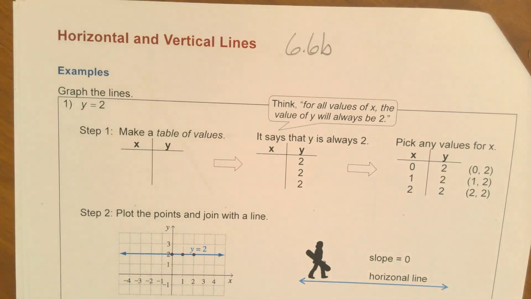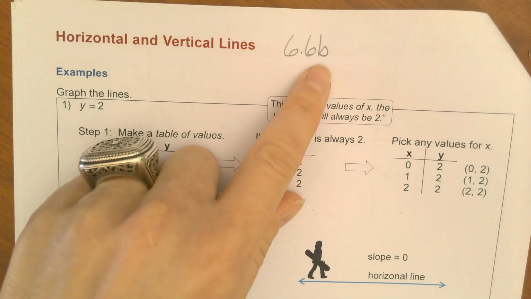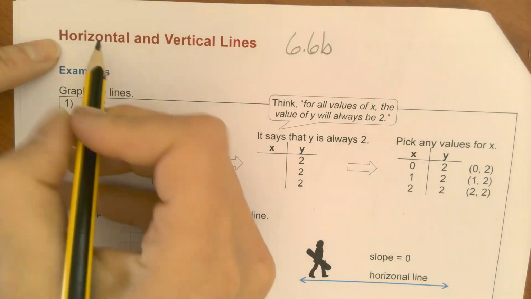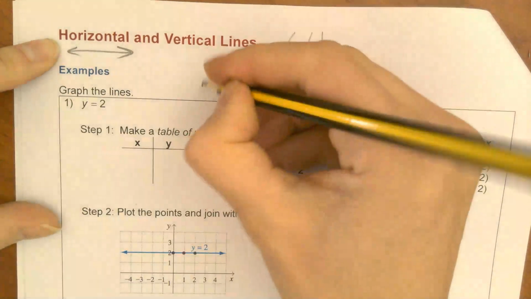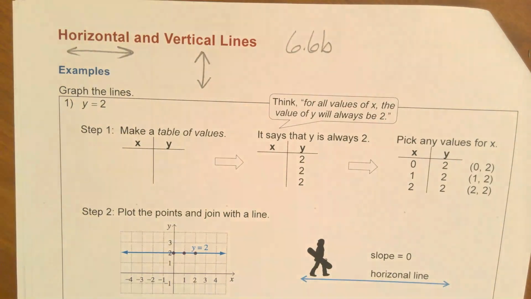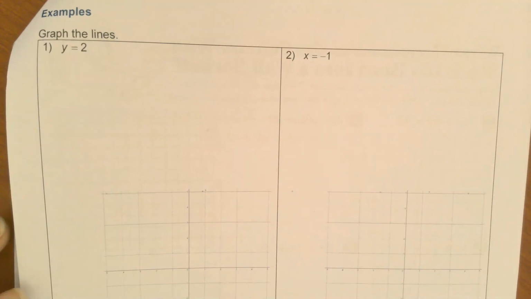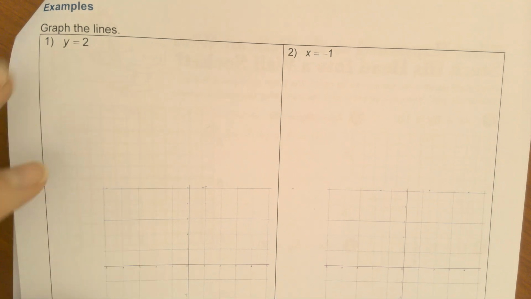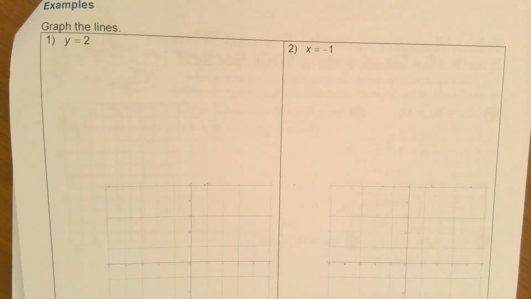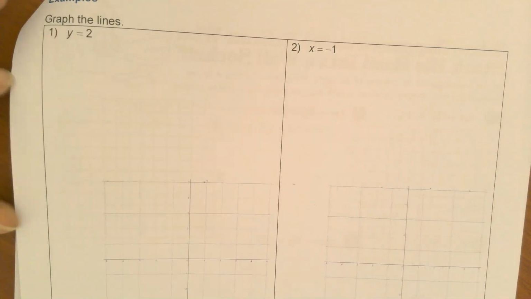So now we're still in book 6.6b, but now we're doing horizontal lines and vertical lines, graphing them. And when we graph them, they can be kind of easy, or because they're so easy, they can be kind of difficult. Okay, so let's go to these lines. Okay, so let's do these two questions.